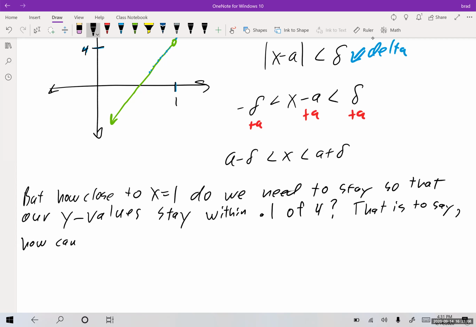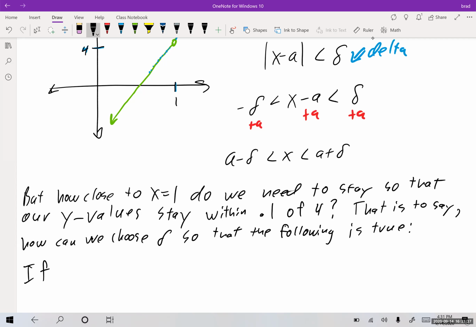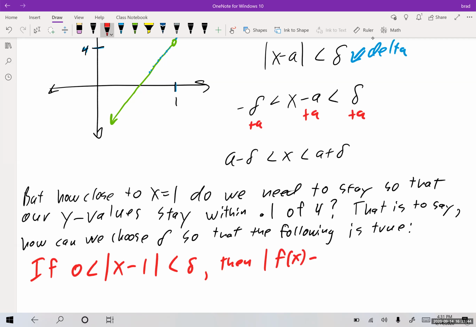That is to say, how can we choose delta so that the following is true? So this is kind of the gist of it here. It says if, let me write this in red because this is important, 0 is less than the absolute value of x minus 1 is less than delta, then the absolute value of f of x minus 4 is less than 0.1.